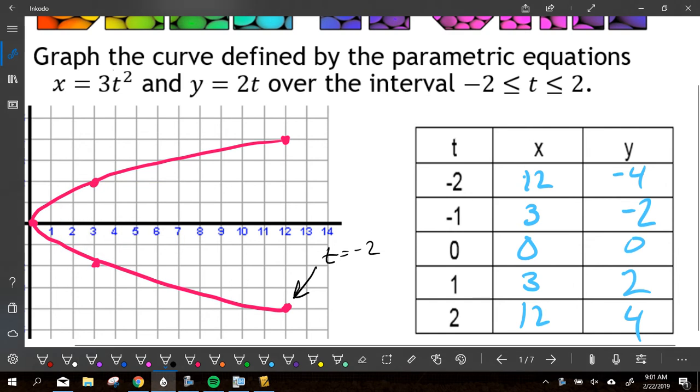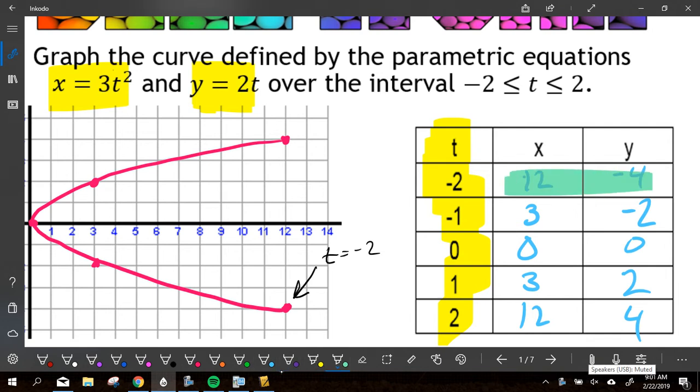All right, so we're graphing this parametric equation. We had our x equation, x equals 3t squared, and our y equation, y equals 2t. I had these t values. I plugged them in, and then I graphed those points. So I graphed this ordered pair, this ordered pair, this ordered pair, that ordered pair, that ordered pair. It gave me those dots.